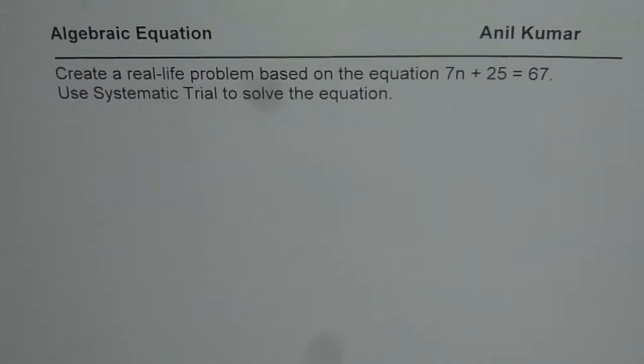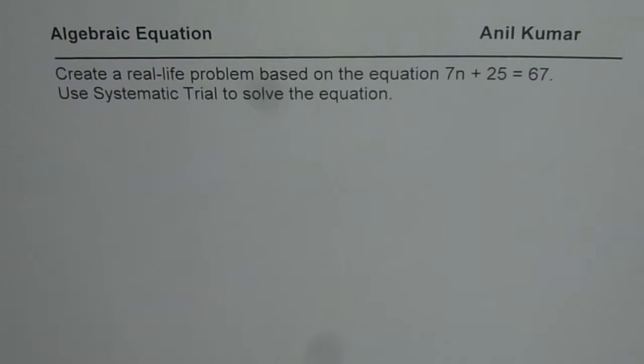The question here is, create a real life problem based on the equation 7n plus 25 equals 67. Use systematic trial to solve the equation. You can pause the video, answer this question, and then look into my suggestion.